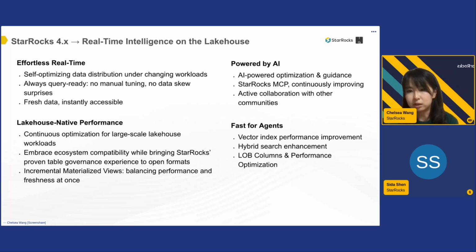And finally, fast for agents. Agents nowadays are putting new demands and challenges on databases. That's why we are going to boost our vector index performance, which just went GA in the new version. We're going to enhance our hybrid search, and introduce more data types to handle large, complex data analytics. So overall, back to the topic, StarRocks 4.0 is all about delivering real-time intelligence on the Lakehouse, giving users and agents sub-second analytics at scale.